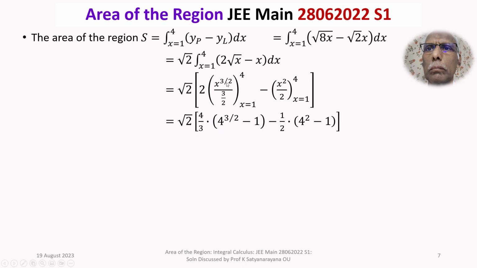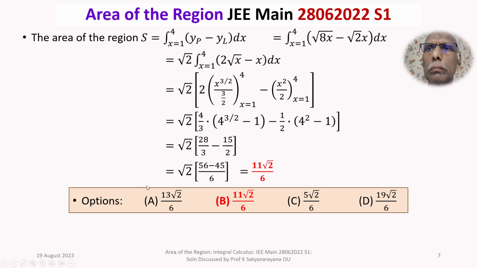And x to the power of 3 by 2, when x is 4, 4 to the power of 3 by 2, minus the lower limit 1, minus 1 by 2 integral of x square to be evaluated at 4, that is 4 square, minus to be evaluated at the lower end, that is 1 square, 1. So 4 to the power of 3 by 2: 4 is 2 square, 2 square to the power of 3 by 2 means 2 cube, that is 8. 8 minus 1, 7. 7 fours are 28 by 3. And here 4 square means 16 minus 1, 15. Minus 15 by 2, that is root 2 into (28 by 3 minus 15 by 2). Taking the LCM and simplifying, we get 11 root 2 by 6. That is the area of the region S.